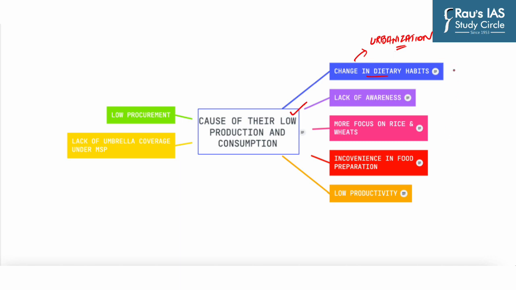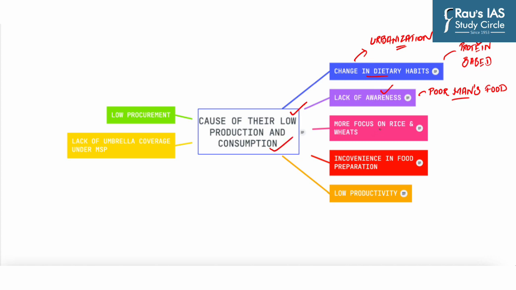Also, there has been a shift in consumption pattern towards more protein based foods such as pulses, milk, egg, fish, etc. Next challenge is lack of awareness. Now, millets are often seen as a poor man's food or food for livestock. Why? Because there's a lack of awareness among the urban population about the nutritional value and health benefits of millets, which has led to a decline in their consumption.